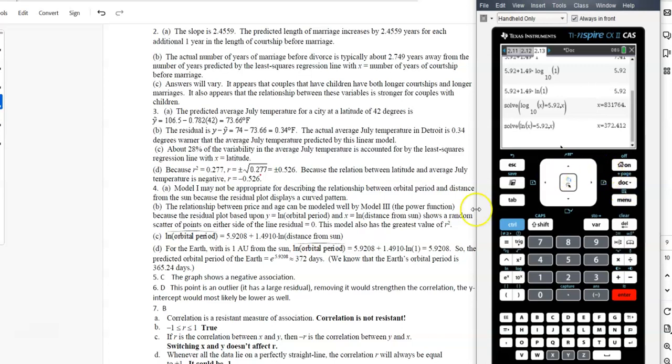So again, they did natural log, so I have to do natural log. Keep that in mind. I wrote log, and I think that's why I'm messing up, because I should have paid more attention. It was natural log, and you have to do whatever they say. And so that's 372. So about 372 days is the Earth's orbital period, measured in Earth days.